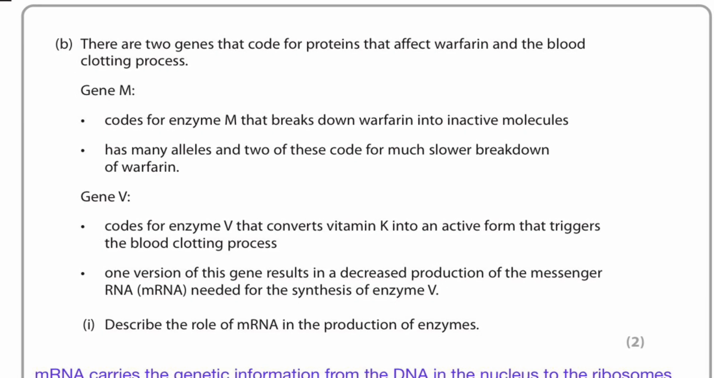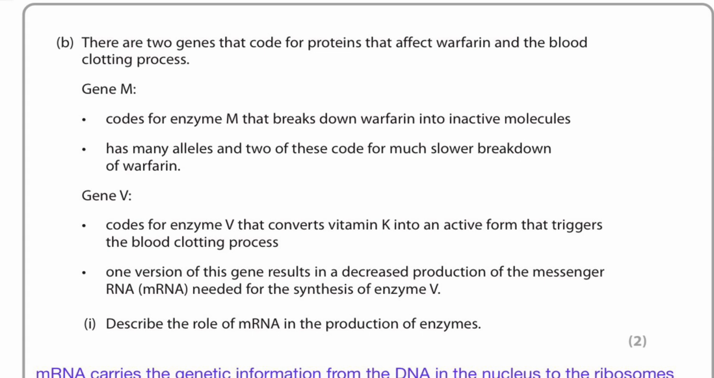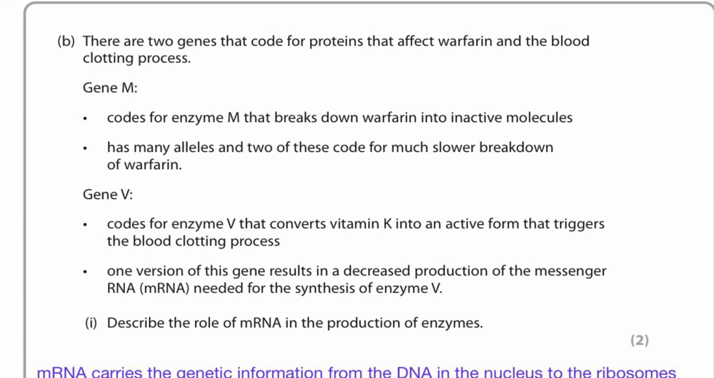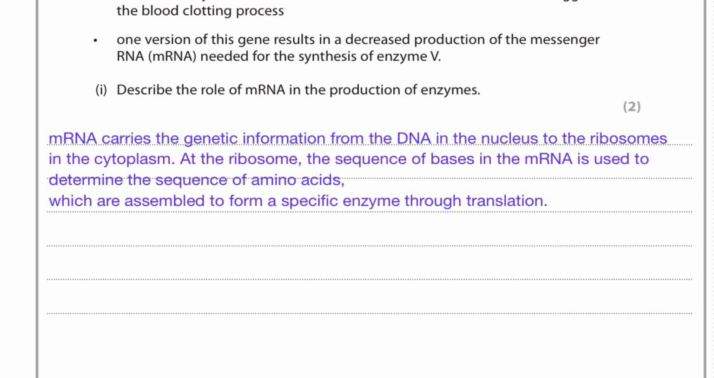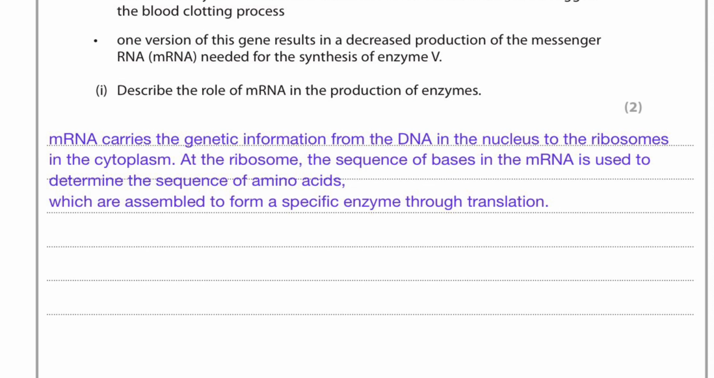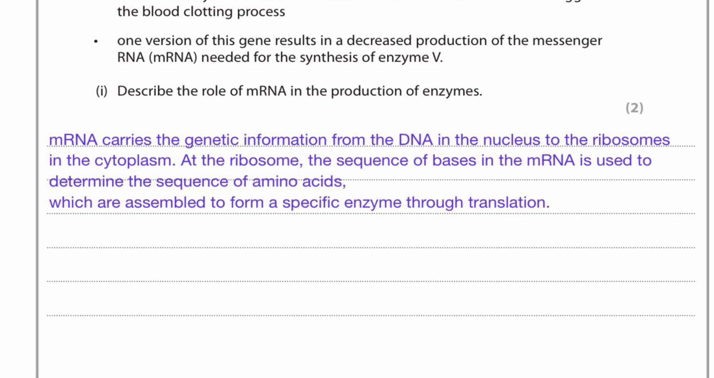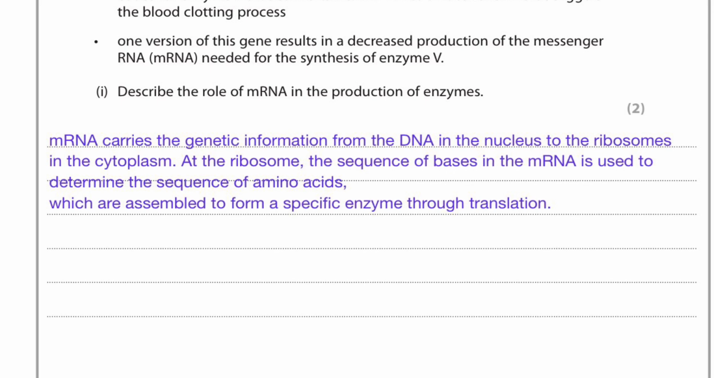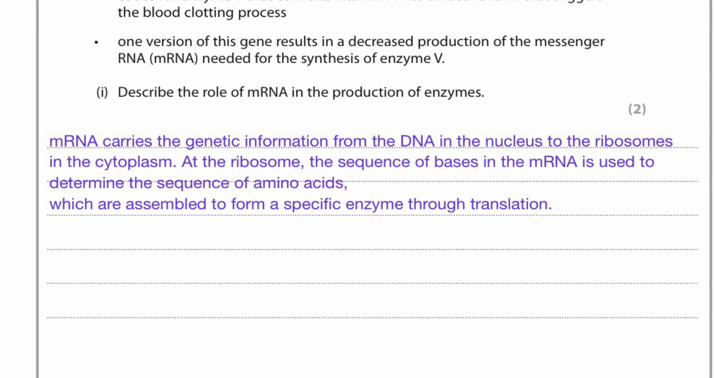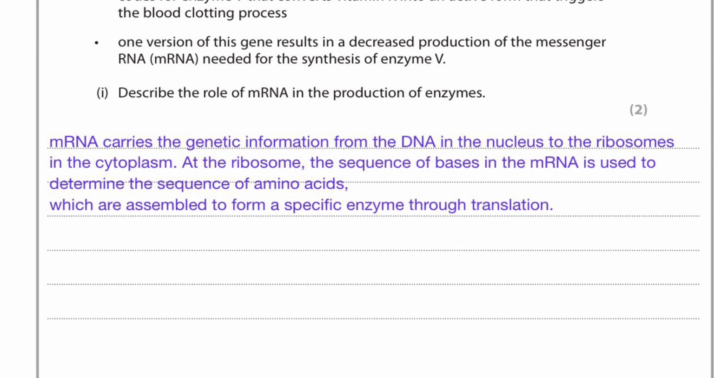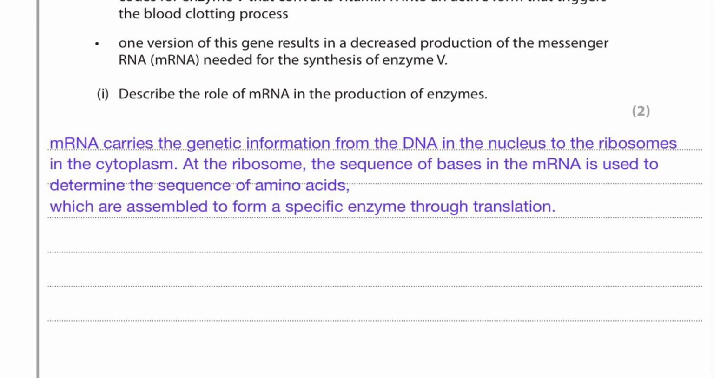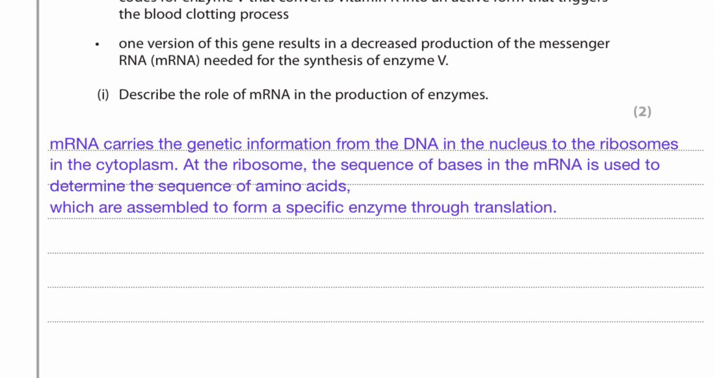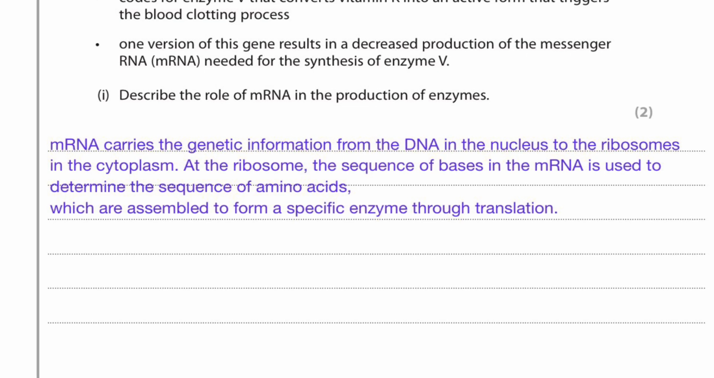Here they are giving us information about how genetics, specifically two genes, M and V, can affect how a person responds to warfarin. Gene M affects how fast warfarin is broken down, and gene V affects how vitamin K is activated for clotting. Then, describe the role of mRNA in the production of enzymes. They are asking about the general biological role of mRNA, especially related to how proteins like enzymes are made.